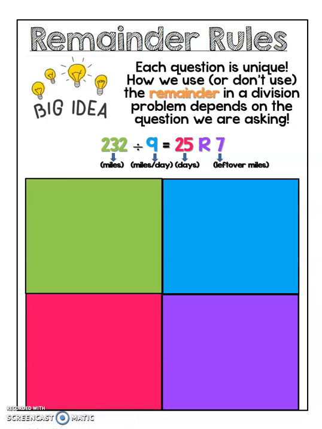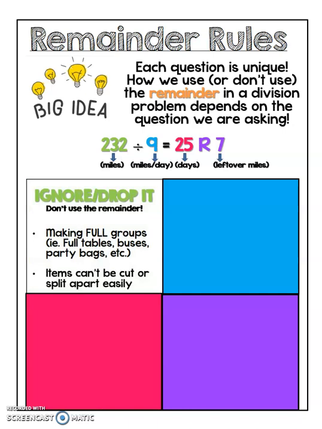So let's talk about 4 different ways we could use the remainder. First, we might ignore or drop the remainder. This would be true if we were making full groups of something, like full tables, full buses, full party bags, or if we had items that can't be cut or split apart easily. So if you couldn't take a pair of scissors or break something apart into smaller pieces very easily, chances are you're going to ignore it and only use the quotient, or the equal groups part of your answer.